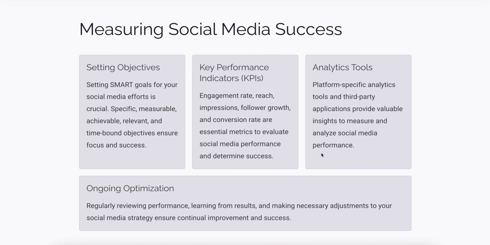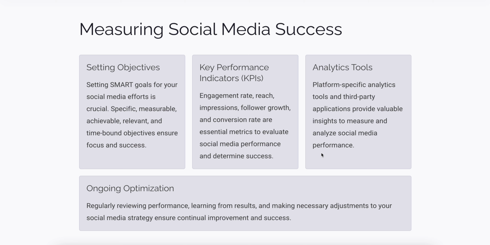Finally, measuring social media success. You're going to want to set objectives by utilizing SMART goals. They need to be specific, measurable, achievable, relevant, and time-bound so that you can stay focused and generate success. You want to use KPIs, or key performance indicators. This is how you're going to rate your engagement, your reach, your impressions, your follower growth, your conversion rates. These are extremely important metrics, so they help you evaluate your performance so you can determine what's successful and what's not.